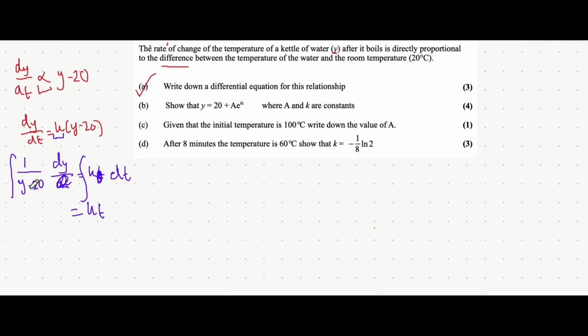And integrating this, 1 over y minus 20, well, there is a rule in maths that when you integrate a function where the numerator is the differential of the denominator, like here, 1 is the differential of y minus 20 because y differentiates to 1. That will always be ln of the denominator. In this case, it will be ln of this denominator y minus 20. So ln of the modulus of y minus 20 is equal to kt, but then you have to write a plus c.